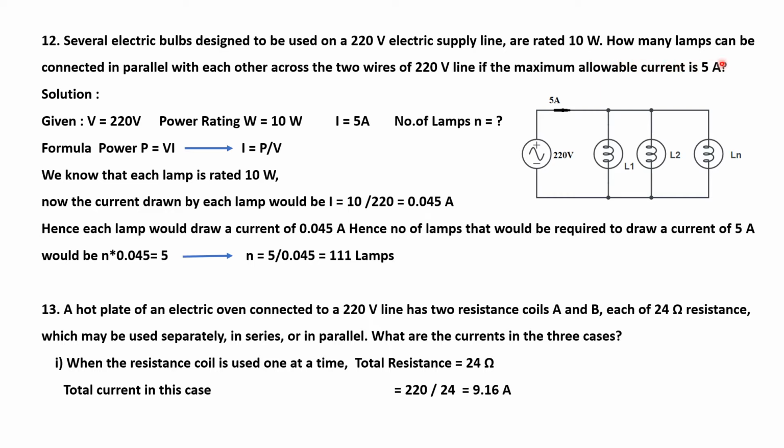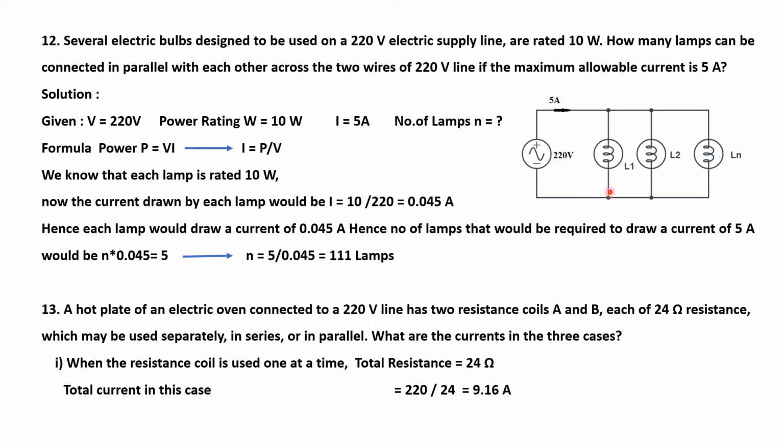How many lamps can be connected in parallel with each other across the two wires of 220-volt line if the maximum allowable current is 5 amps? So we have a 220-volt electric supply line and the maximum current which is allowed through this voltage source is 5 amps, and we have n number of electric bulbs and each is rated 10 watts. So we are connecting these n number of lamps in parallel across this 220-volt voltage source.